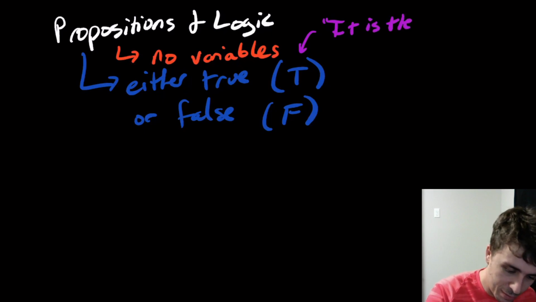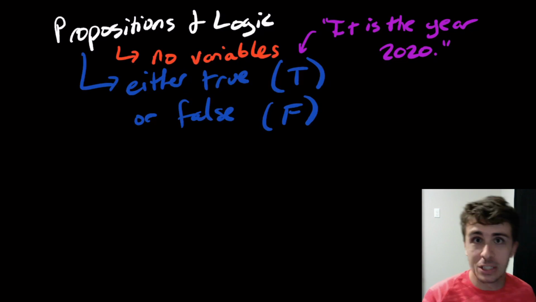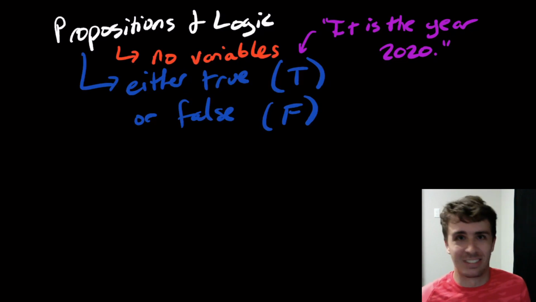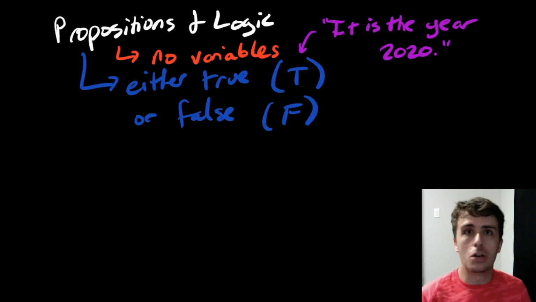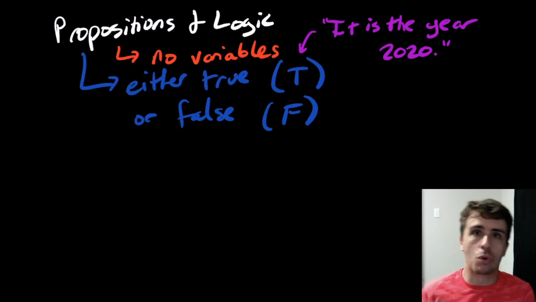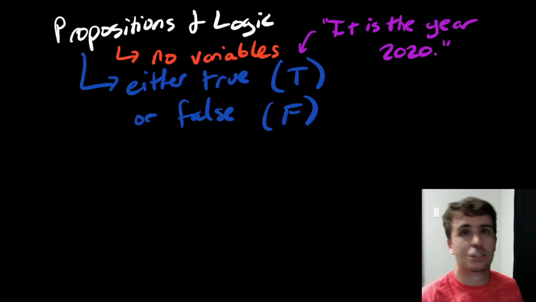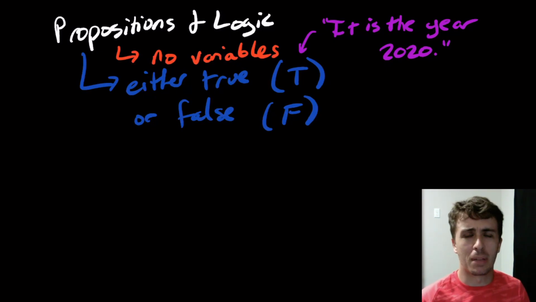So just as a simple example, a true statement would be, at least now, the statement, it is the year 2020. If you're watching this in the future, then obviously it's not 2020, but right now it's the year 2020. So this statement is a proposition because it is true, unless you're on another planet, and if you're on another planet, get into contact with me.